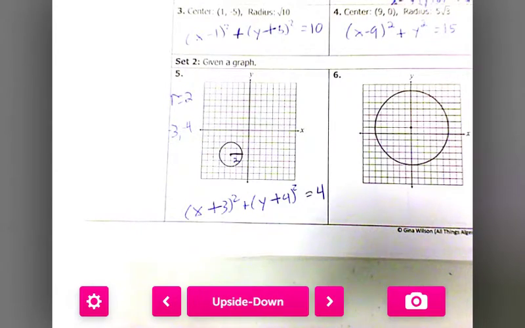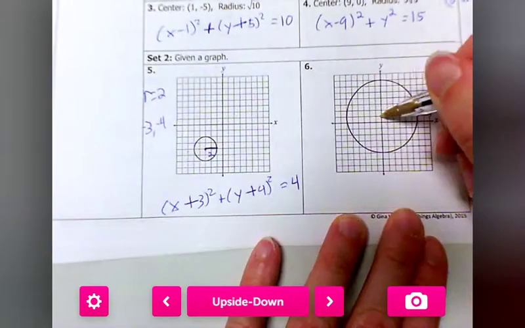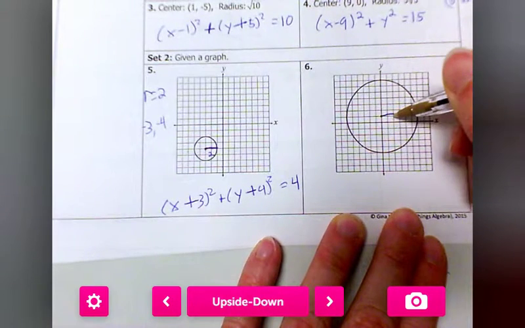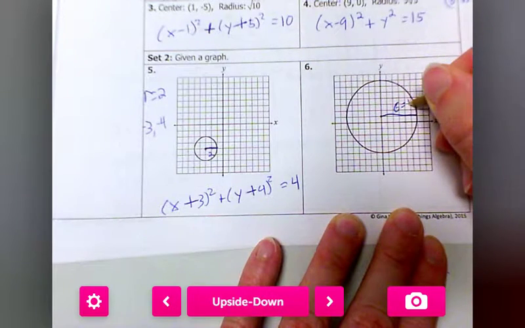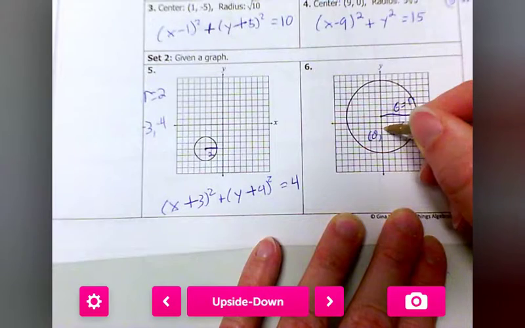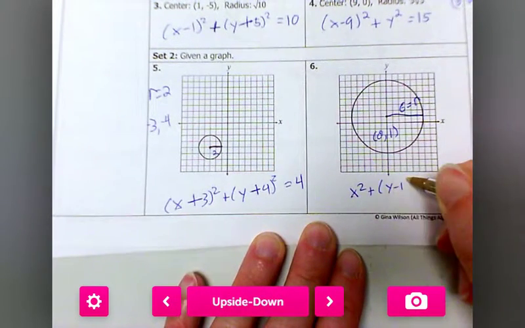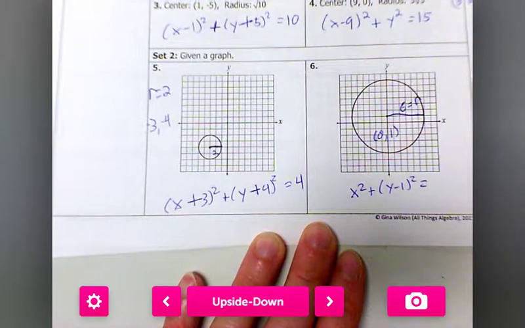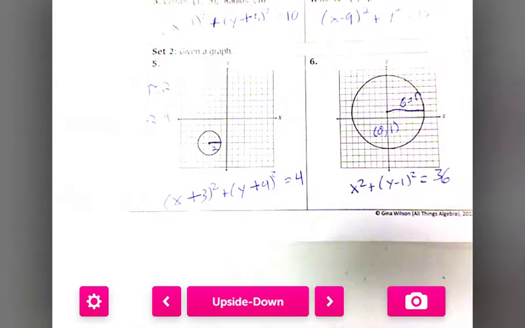You guys okay with what I just did there? Okay. The radius for this one is 1, 2, 3, 4, 5, 6. That's equals R. And my point is 0, 1. So that's x squared plus y minus 1 squared equals what? 6 times 6? 36. Okay, any questions about any of those? Because if not, we'll turn it over and we'll do the 2 things we got to do in the back.